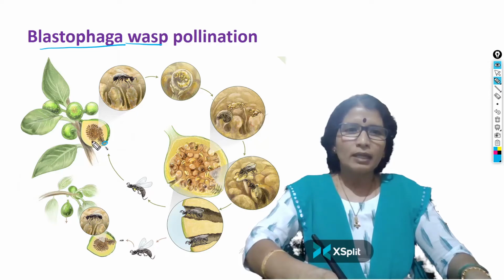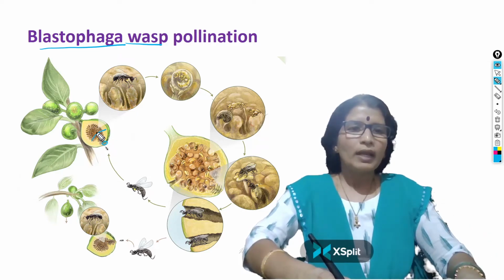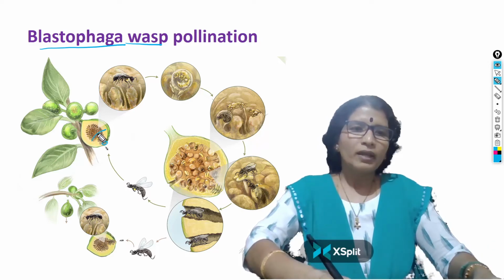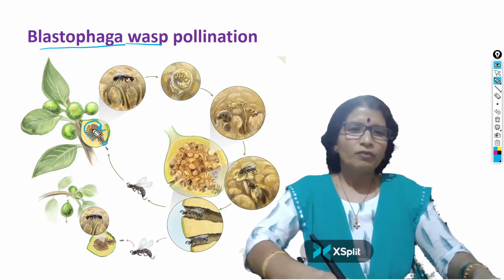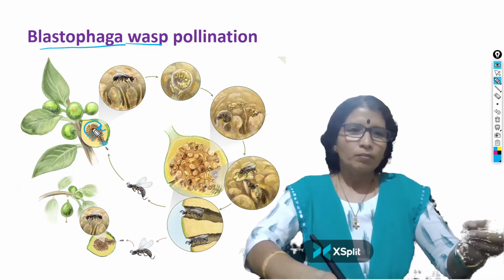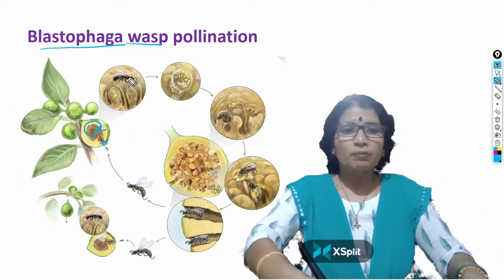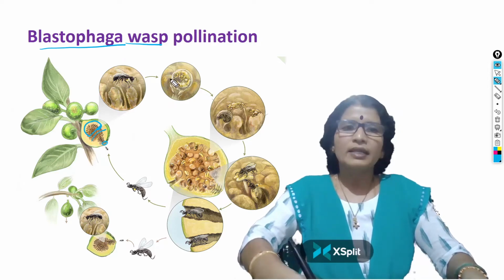Usually near the apical pore only male flowers are present. These flowers produce pollen grains. While entering, the pollen grains stick to the body parts of the Blastophaga insect. And finally, this Blastophaga insect reaches the bottom. Usually at the bottom, female flowers are present. So the pollen grains which stick to the body parts of Blastophaga reach the female flowers and these flowers are pollinated. And this Blastophaga insect lays its eggs in gall flowers.